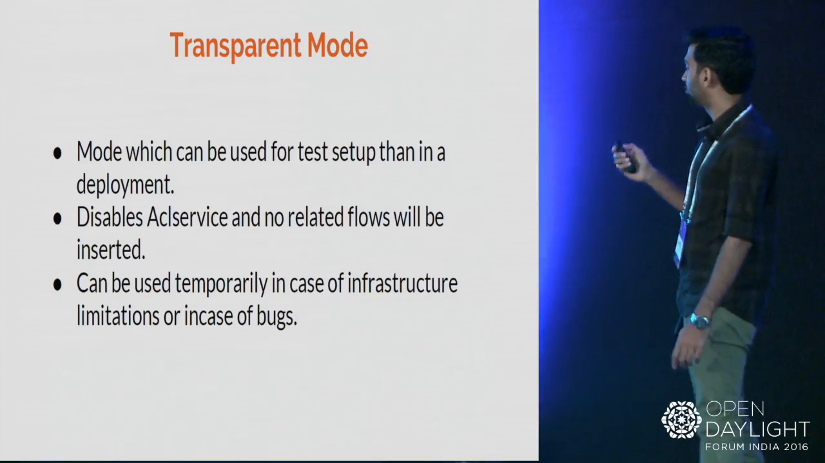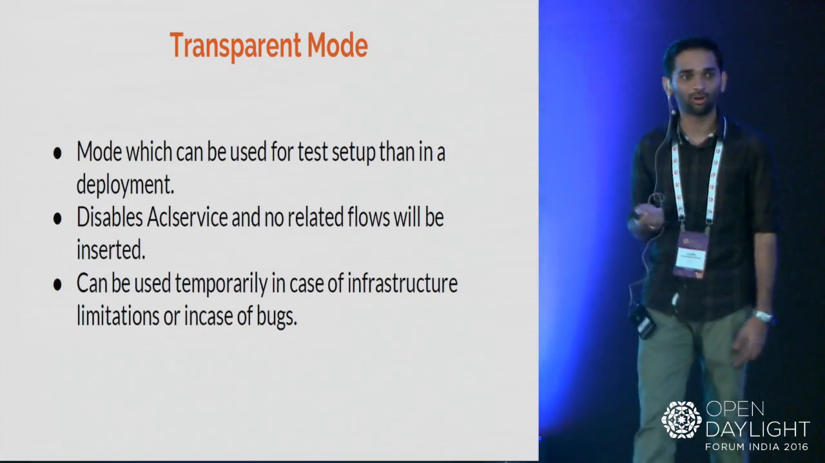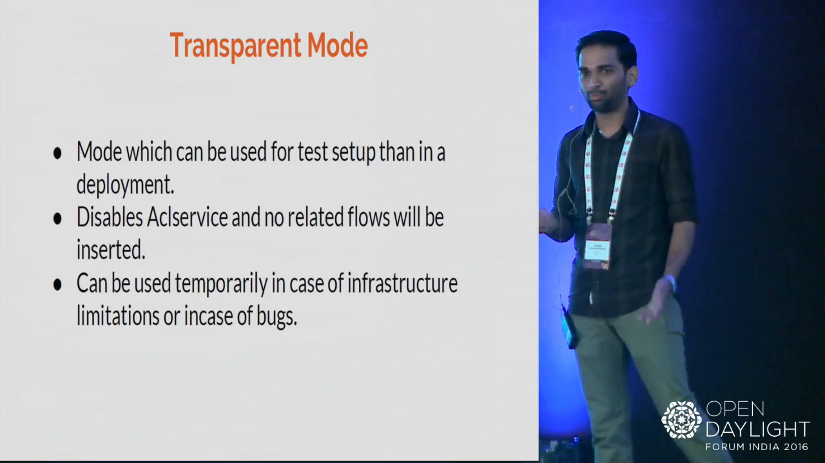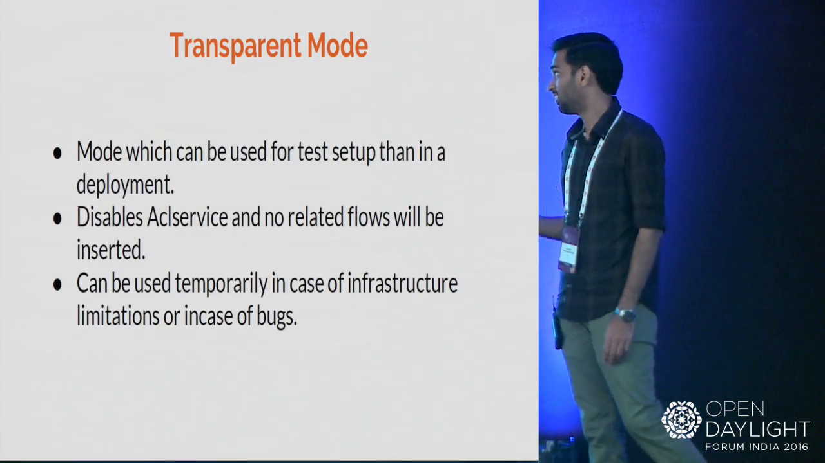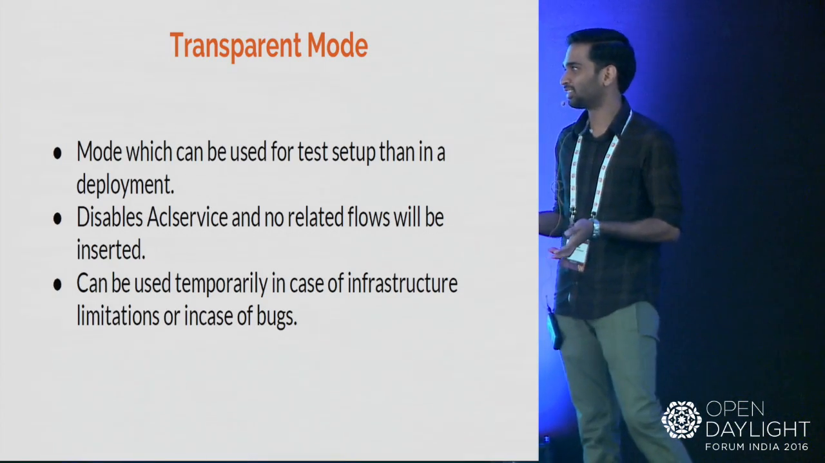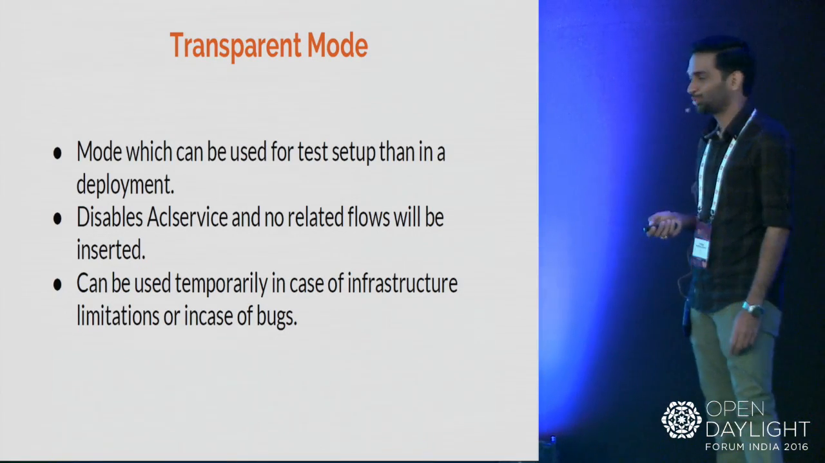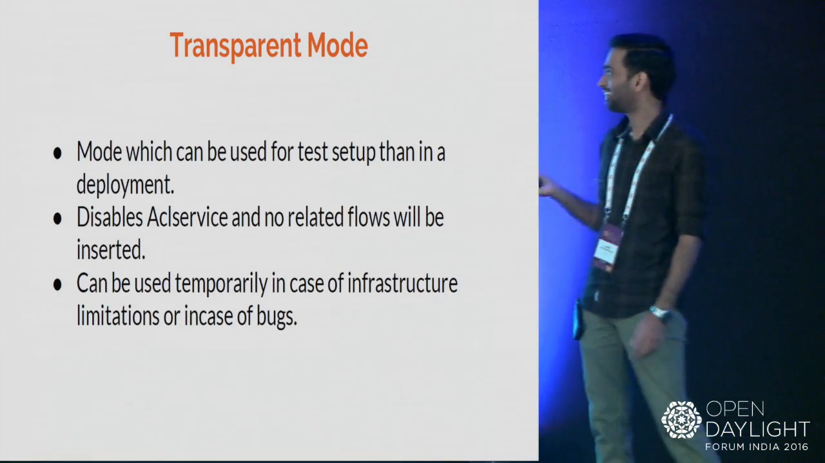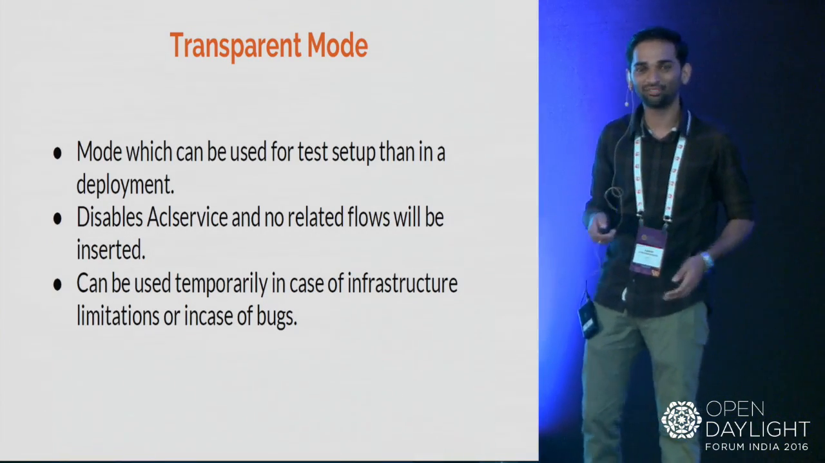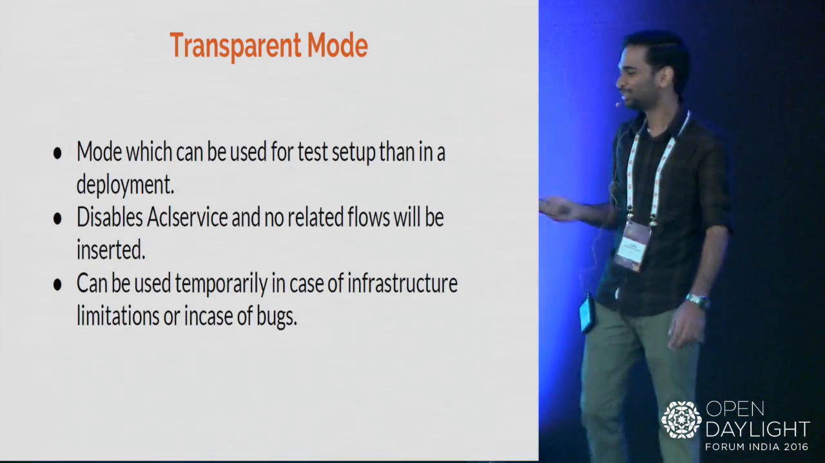And the next mode is the transparent mode. This mode is mostly used when you are blocked with SG or you have some deployment issues. You want to test something and somehow you are hitting issues with SG that you cannot resolve. So it is mostly used when there are bugs, or when you don't want SG at all. Let me test my stuff, I don't want SG interfering with my packets.